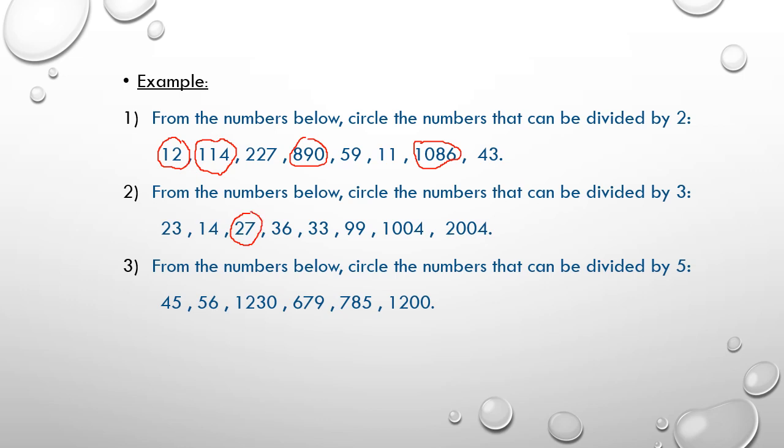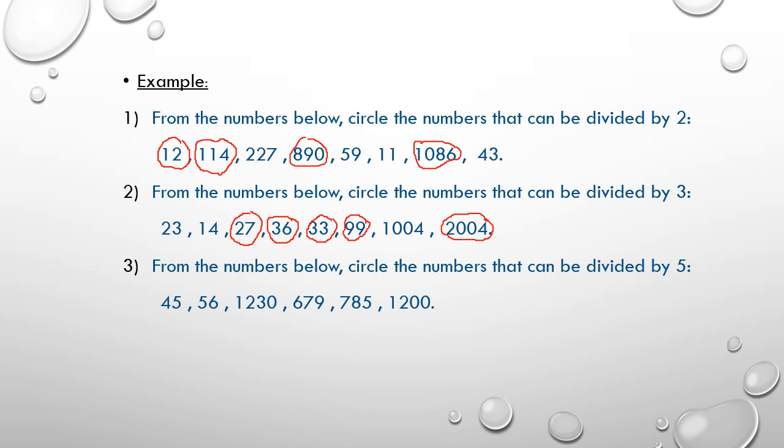36, 3 plus 6 is equal to 9, so it can be divided by 3 since 9 is a multiple of 3. 33, 3 plus 3, it's 6, so also it can be divided by 3. 99, 9 plus 9, it's 18, so it also can be divided by 3 because 18 is a multiple of 3. 1004, 1 plus 0 plus 0 plus 4, it's 5, it can't be divided by 3. 2004, 2 plus 0 plus 0 plus 4, it's equal to 6. So it's a multiple of 3, then it can be divided by 3.